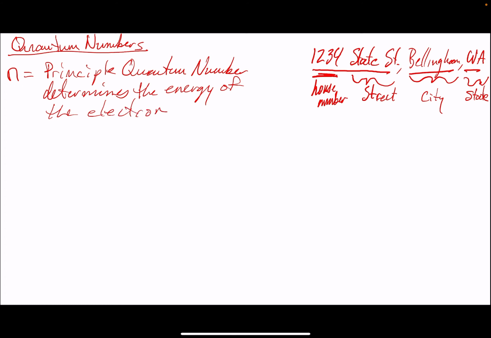So by the Rydberg equation, we saw that n equals 1 positioned the electron at the lowest energy level, and an n value of 2 positioned the electron at a higher energy level. We see that same idea here in the quantum mechanical model. And this is, of course, reflected in the first value, n, the principal quantum number.